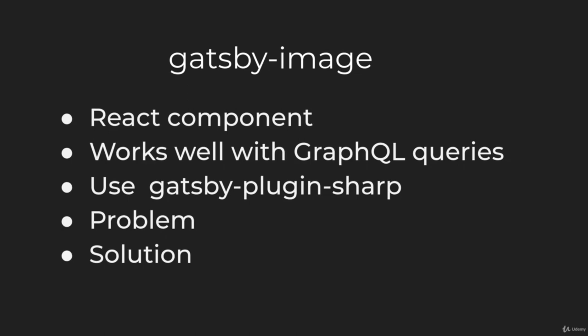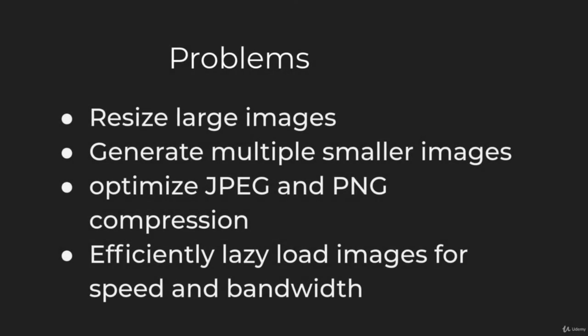There are a few problems with images on the internet. Large unoptimized images drastically slow down your website. But creating optimized images for a website is a long process. You have to resize large images to the size you need. You have to generate multiple smaller images for smartphone, tablet, and desktop. You need to optimize them for the right compression, and you have to effectively lazy load images for initial page load and save bandwidth. Doing all this requires a lot of work. But using the Gatsby Image plugin, you can do it in a matter of just minutes.